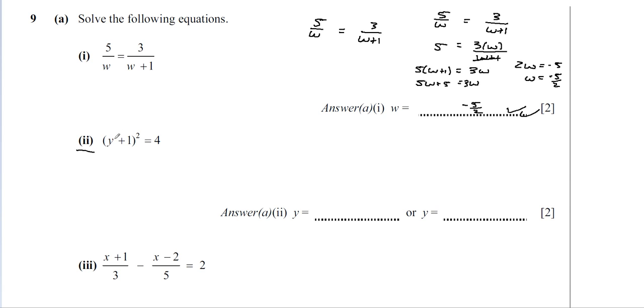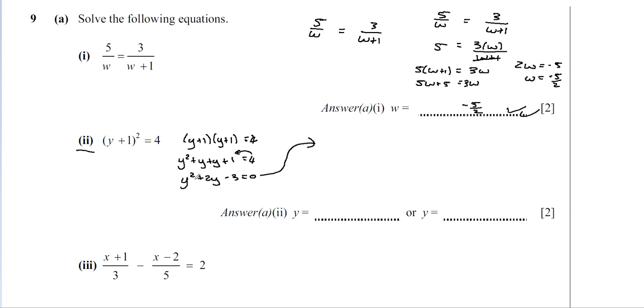Part ii. y plus 1 squared is equal to 4. There are several methods that you can use for this. I'm going to show you the method via expanding. y plus 1 squared is the same as saying y plus 1 times y plus 1, and that's going to equal 4. Multiplying this out, you're going to get y squared plus y plus y plus 1 is equal to 4. Because it's a quadratic equation, since there's a square here, we're going to get everything to one side. So y squared plus 2y, take the 4 to the left hand side, minus 3 is equal to 0.